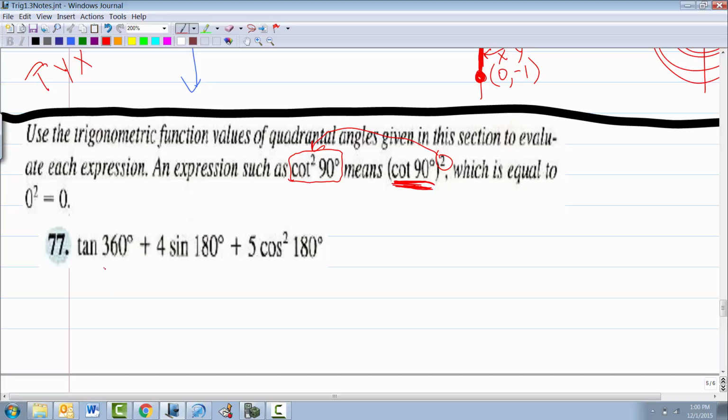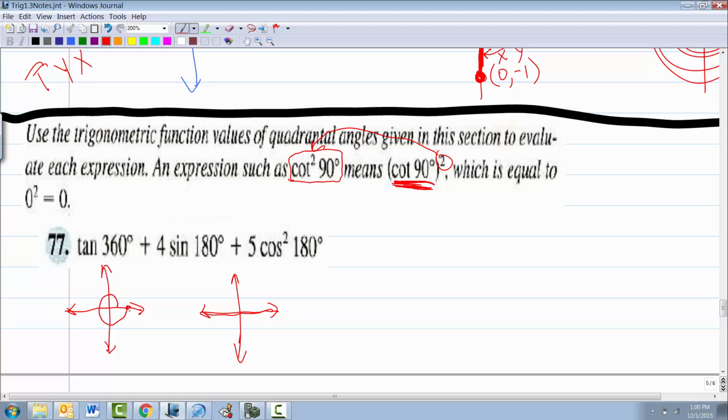And then this is what I expect you to do with this. I expect you to draw the angle measures in question. Why did I only draw 2 of these? Because there are what 2 angles that we have to find trig for? 180 and 360. For 180, I have to evaluate 2 things, so I'm just going to use that drawing once.